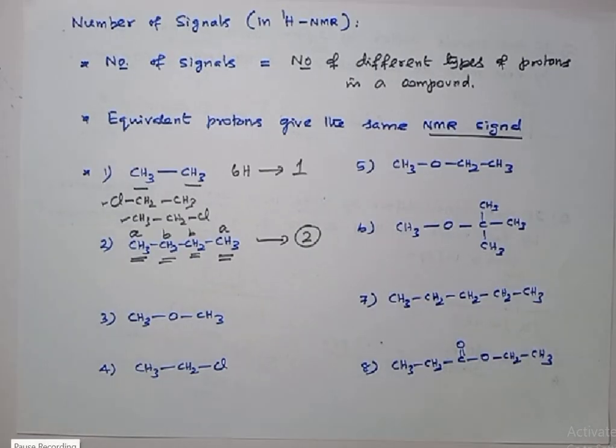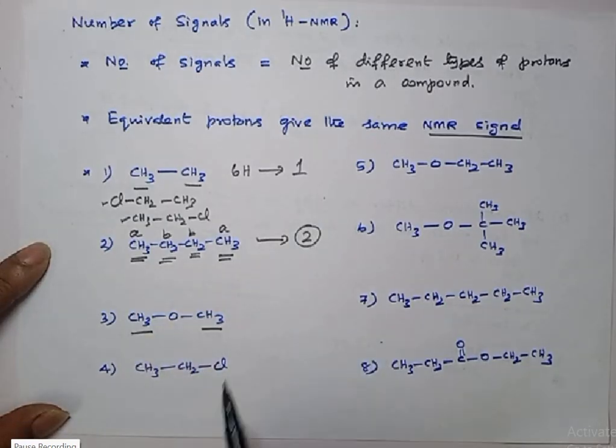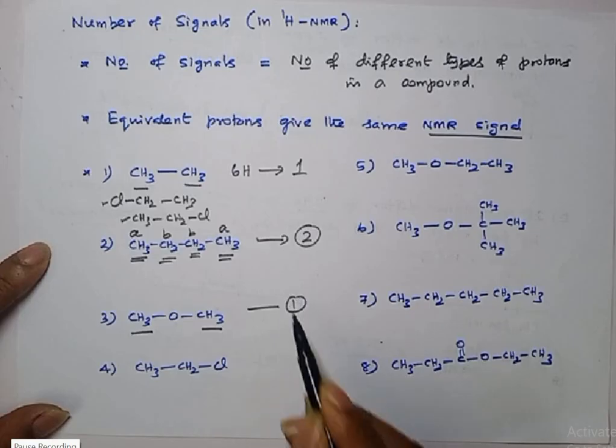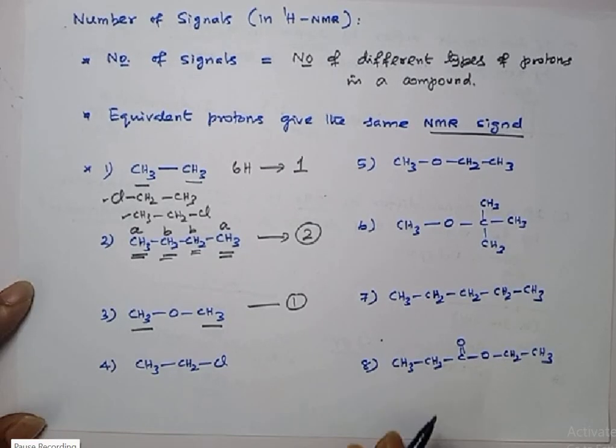Yes. In dimethyl ether, this methyl group and this methyl group, all the 6 protons are equivalent. Therefore, we get only one signal for this compound. Okay, good. Right. What about this fourth one? How many signals do we get?